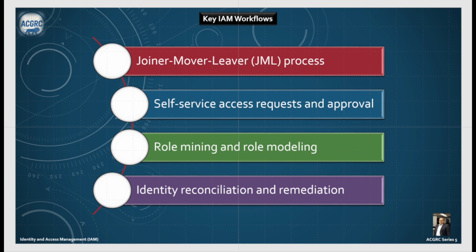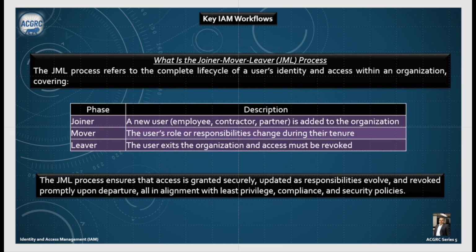It has 4 distinct sections: joiner, mover, leaver process, self-service access request and approval, role mining and role modeling, identity reconciliation and remediation. So what is joiner, mover, leaver or JML process? Well, the JML process refers to the complete life cycle of a user's identity and access within an organization. It covers joiner, mover and leaver.